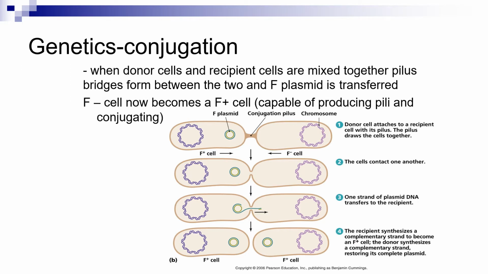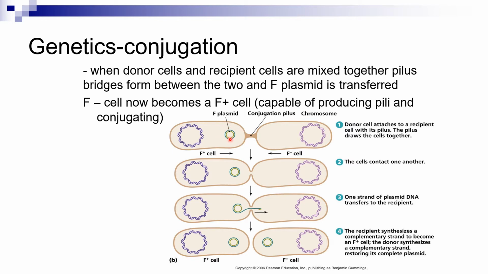All right, and when donor cells and recipient cells are mixed together, those pilus bridges form between the two, and the F is actually transferred. Okay, so the F plasmid is transferred through that conjugation pilus. Once that is actually transferred, then the second cell will become an F plus cell as well.